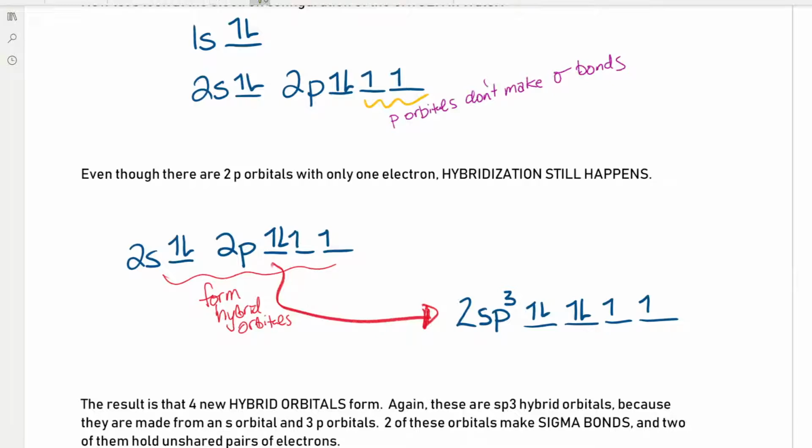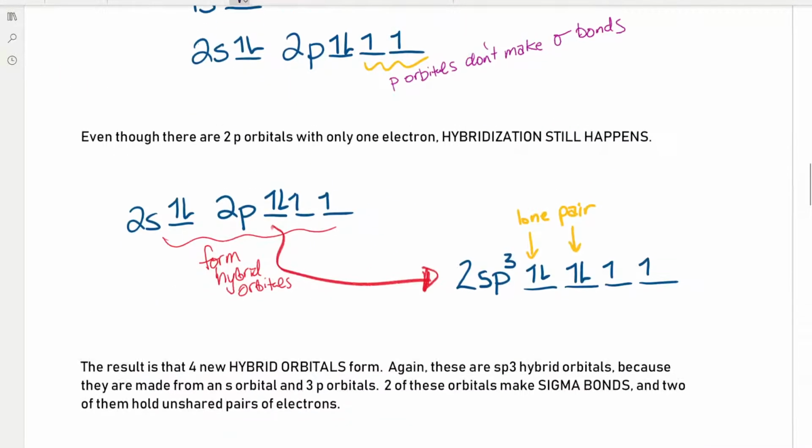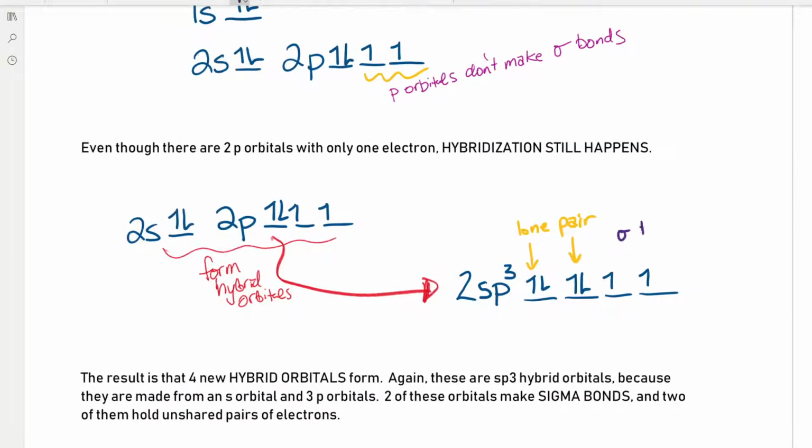And you'll see then that this is a lone pair. And you'll see that this, did I use purple? Yeah. That is a sigma bond. And that is a sigma bond. All right, and when hydrogen comes along, hydrogen's 1s here, that and that will come together and form a bond. So that is where the sigma bonding happens.